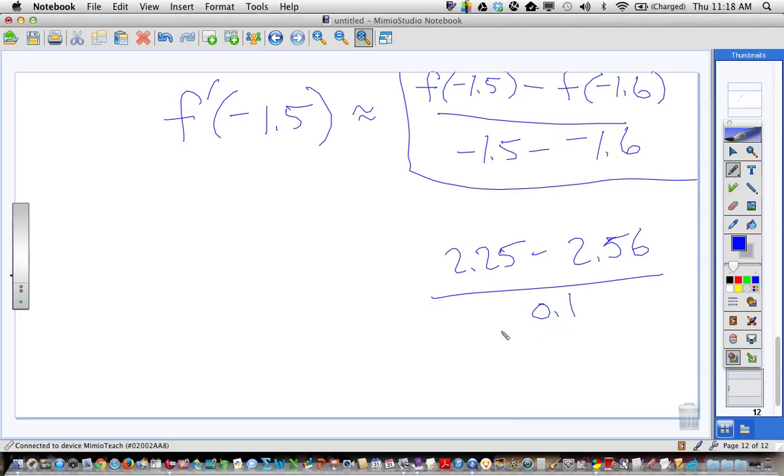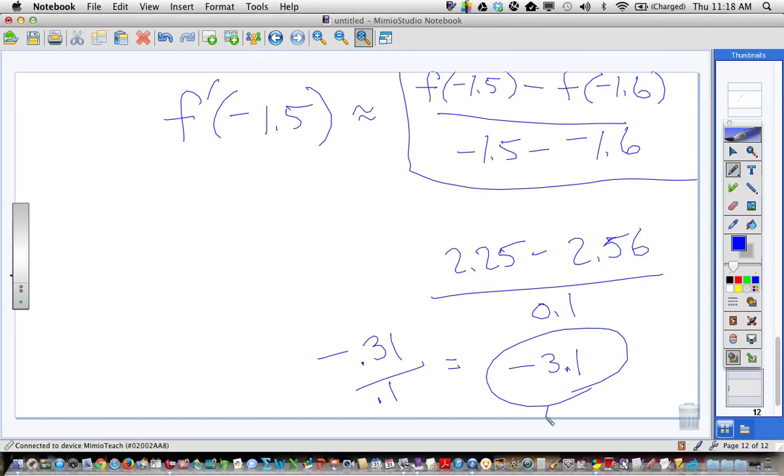And down here, of course, we have 0.1, right? And so what did we get there? Negative 0.31 divided by 0.1. Did I do that right? And that would be negative 3.1. So that would be our slope estimate.